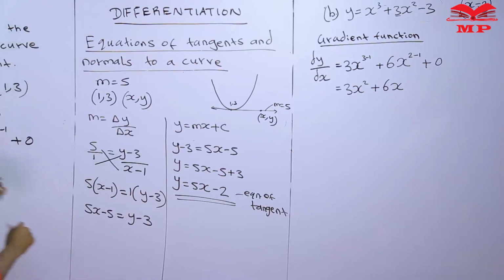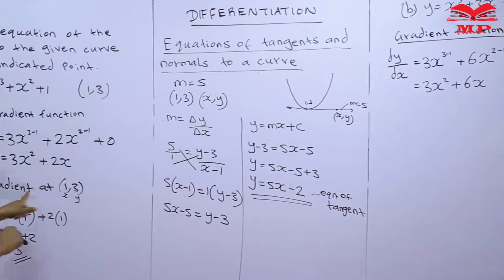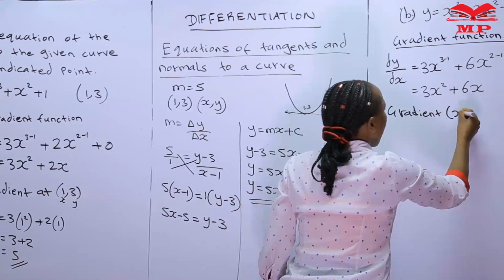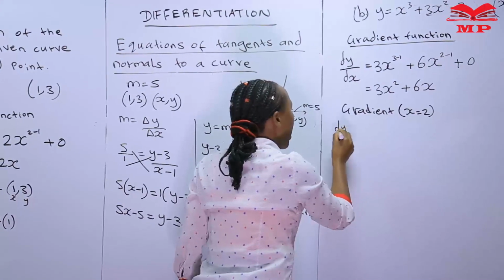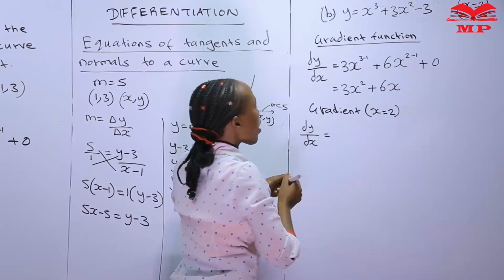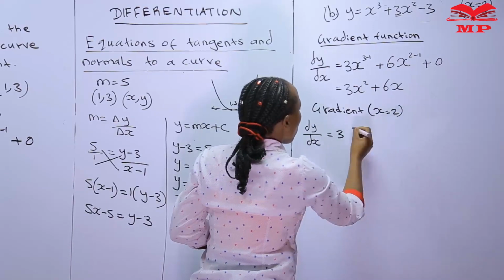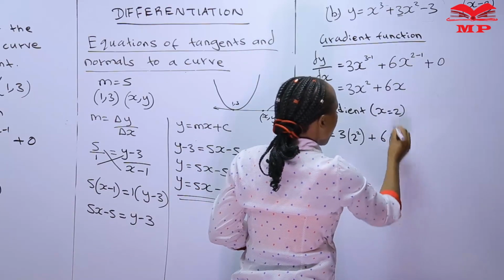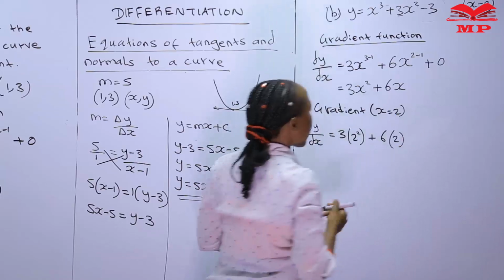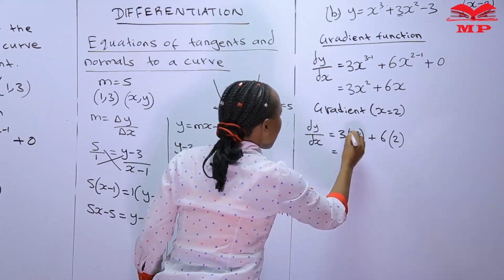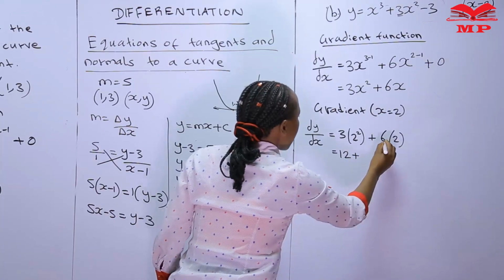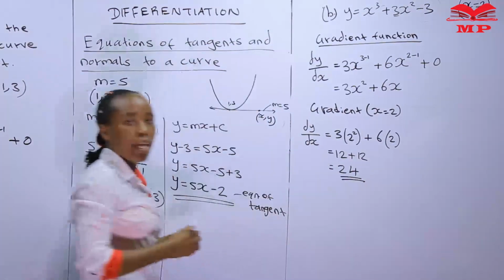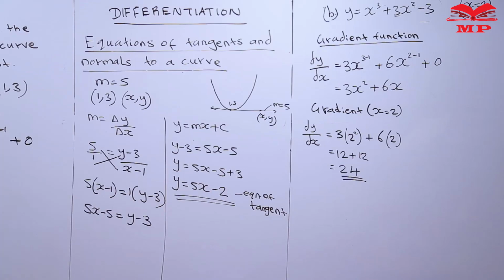Then after that, we need to get the gradient at the point where x is equal to 2. So our dy all over dx, which is our gradient, will be 3 times 2 squared, plus 6 times x, and because x is 2, 6 times 2. So we end up getting 4 times 3, which is 12, plus 6 times 2, which is 12. So our gradient will be equal to 24. That is the gradient.